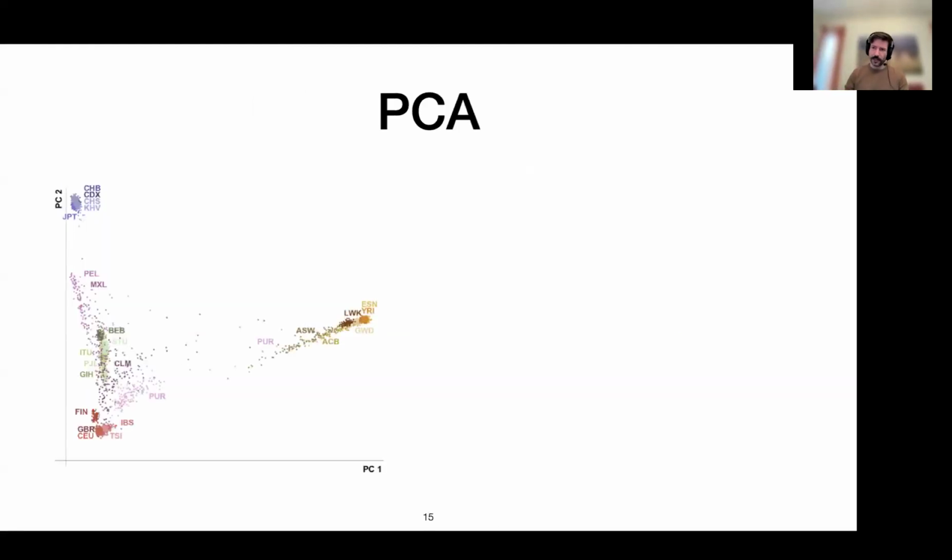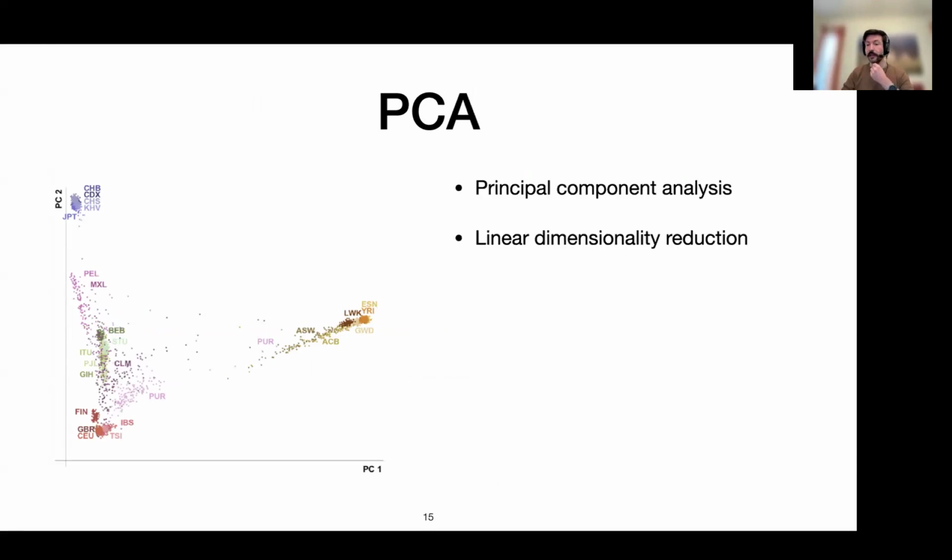So, principal components analysis, PCA for short. This is a method of linear dimensionality reduction. For those of you who remember linear algebra, the idea is you take your data and you reduce it to a low rank dimensionality that maximizes the variance explained. So principal component 1 explains the most variance in the data, principal component 2 explains the second most variance in the data, and so on in that manner. It's very, very common in population genetics.